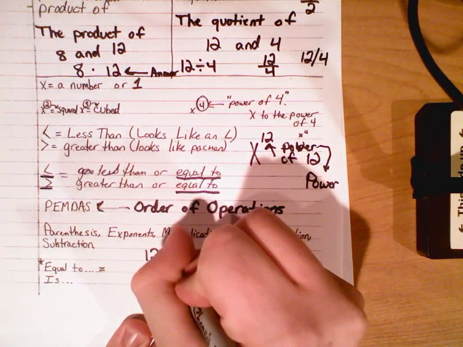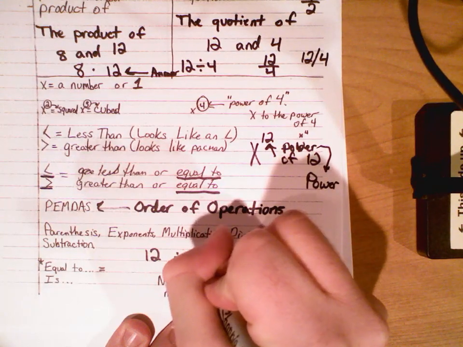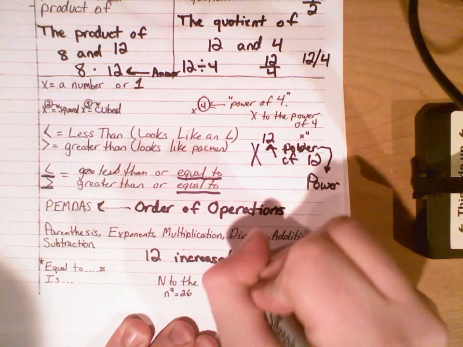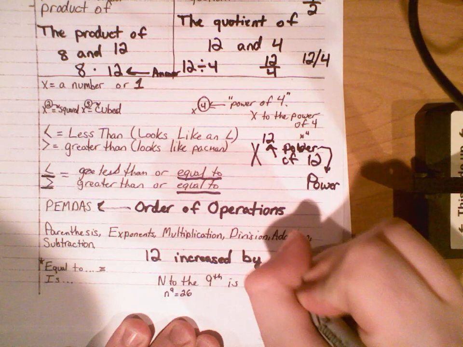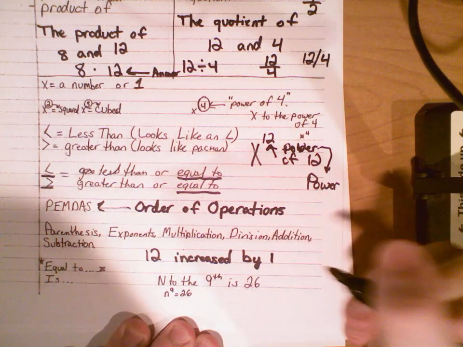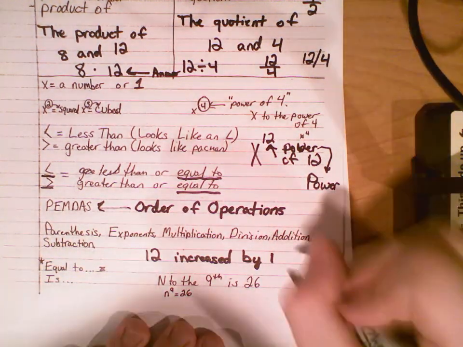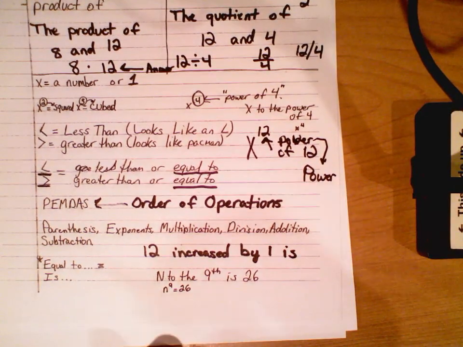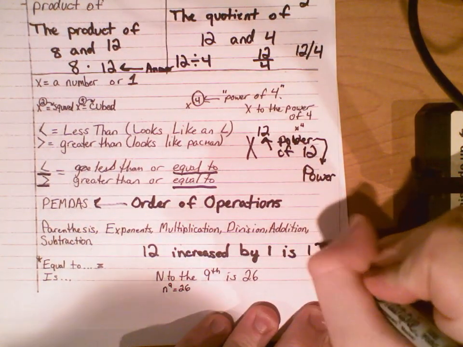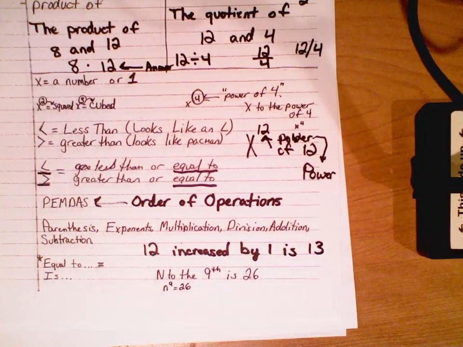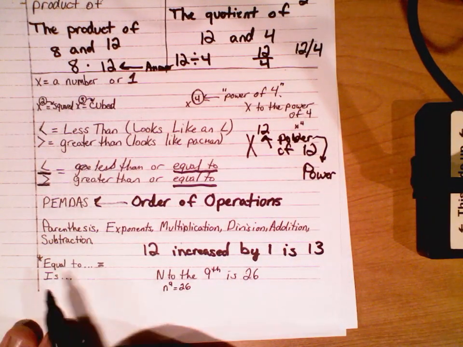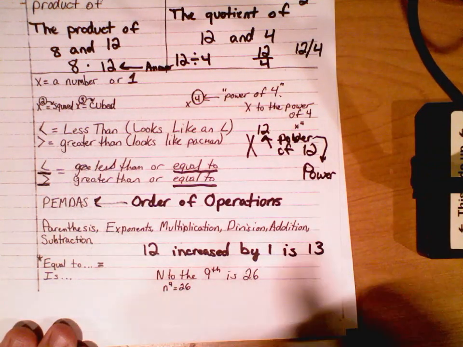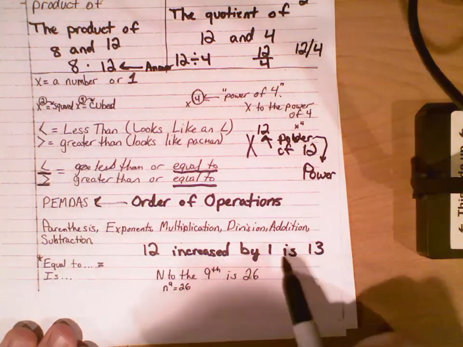12 increased by 10, I'll just say 12 increased by 1 is 13. Okay, so how would I write that out? Again, if it says is or equal to 13, I'm just going to put an equal sign.